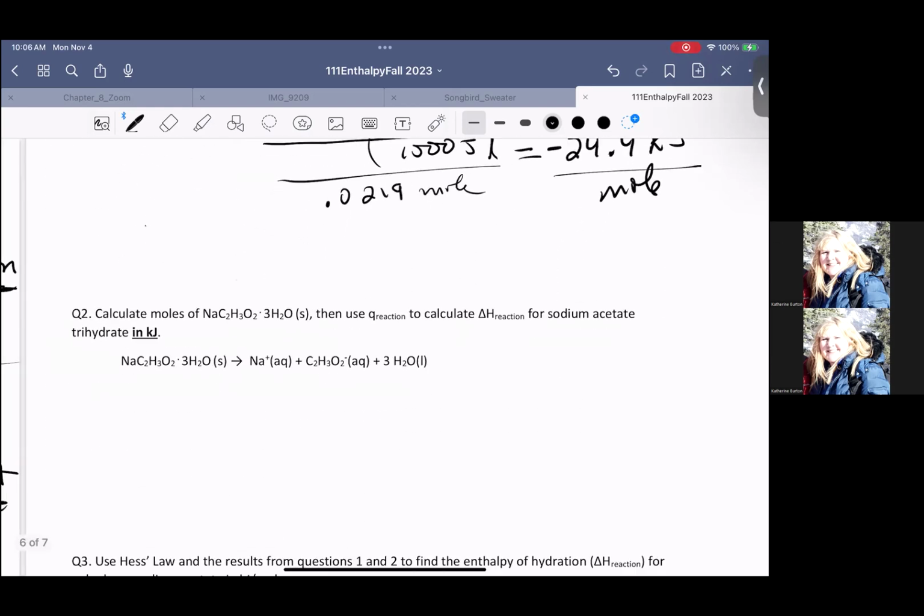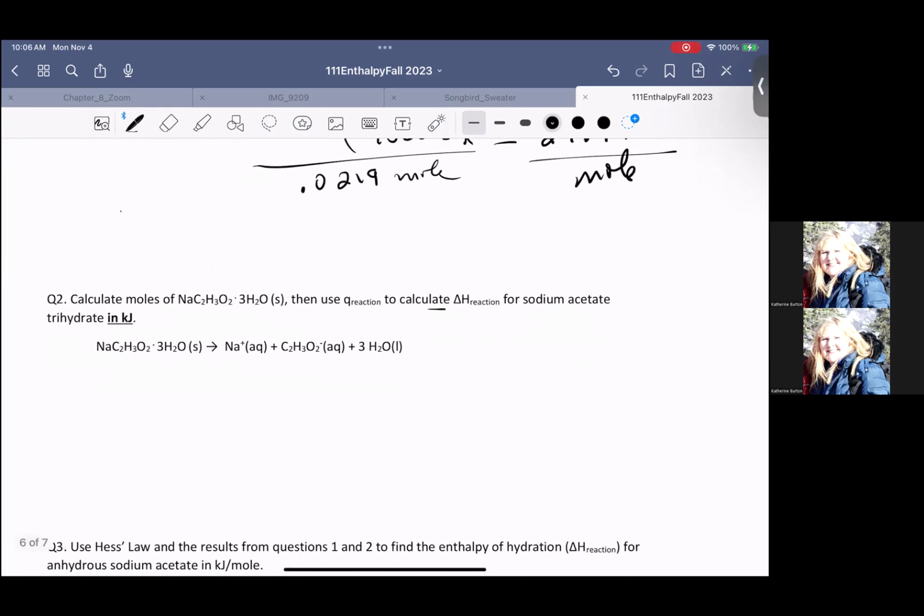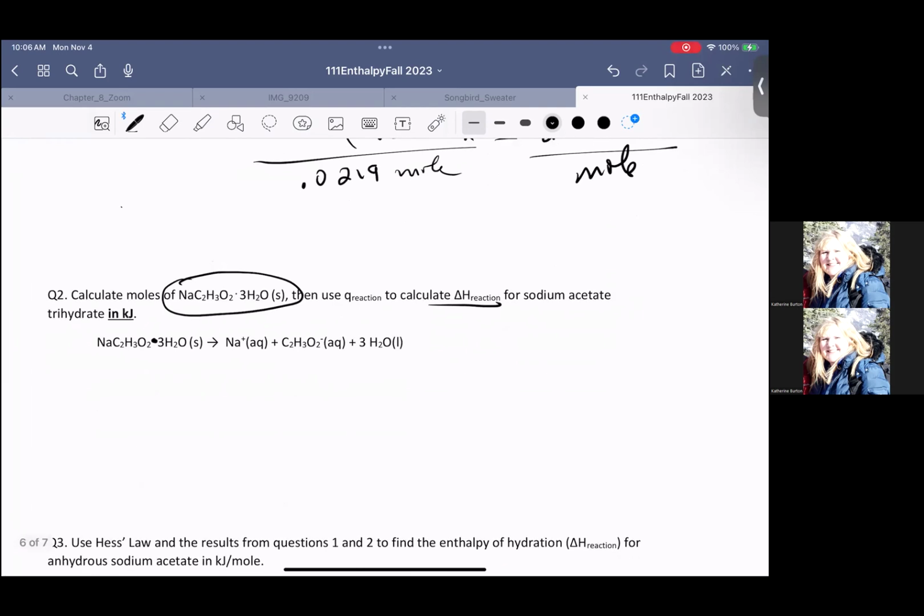We are going to do this for our delta H of the reaction of the sodium acetate trihydrate. Please note that this dot here means that the water is embedded. Remember, those were just crystals. They weren't wet, dissolved in water. So when you add this up, you take your sodium acetate, which is your 82, and add 3 times the molar mass of the water to get the molar mass of the sodium acetate trihydrate. And you're going to follow the same form.